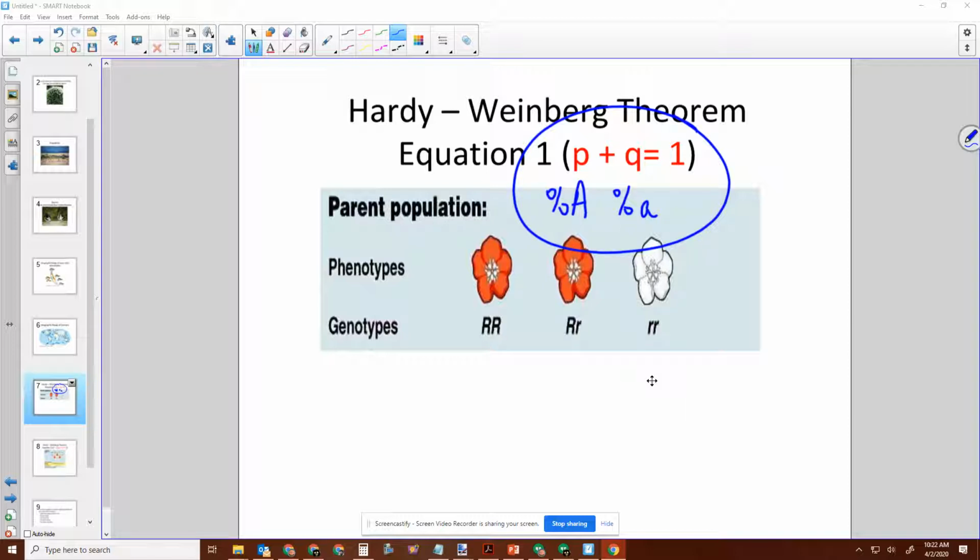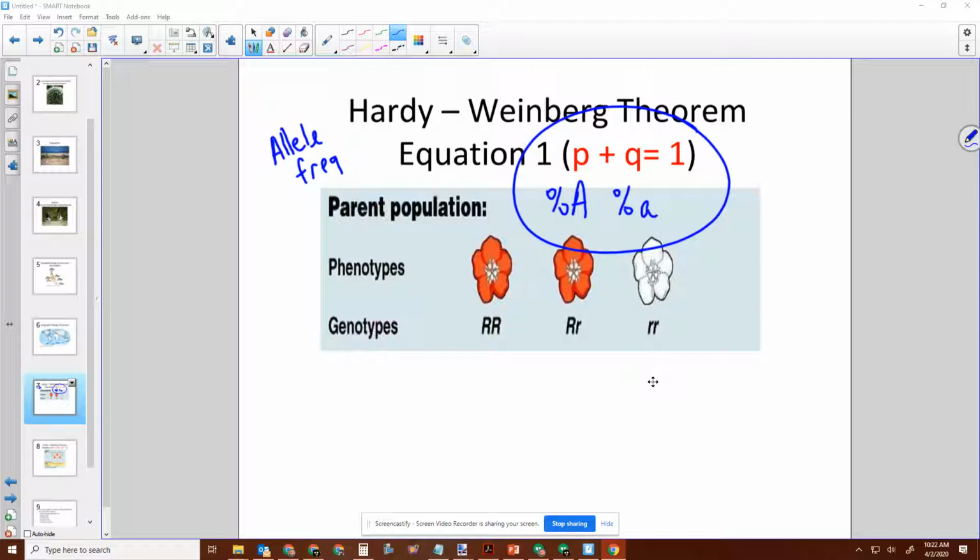If you want to think of it this way, this is the allele frequency equation. P is just looking at all the big A's. Let's say that there are 50 alleles in a population. If there are 50 alleles in a population, that means there are 25 individuals. Why does that mean that? Because every individual has 2 alleles for that gene.